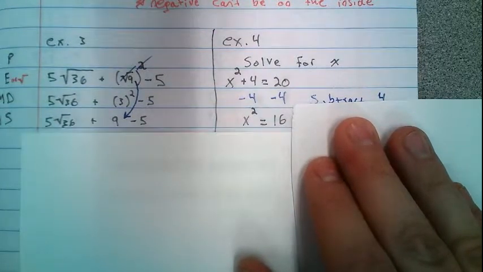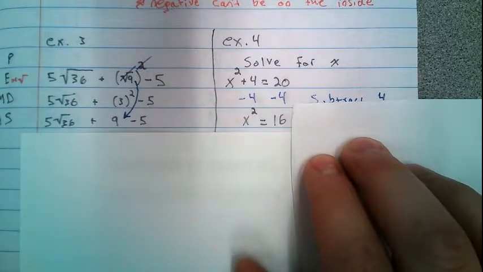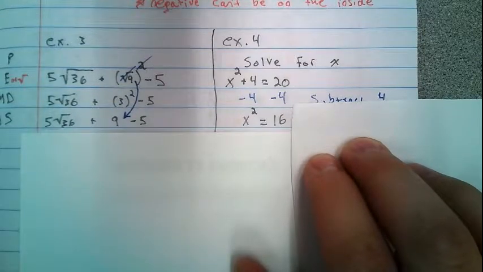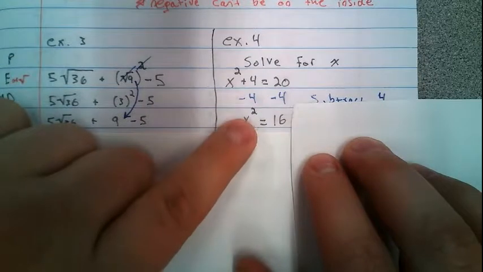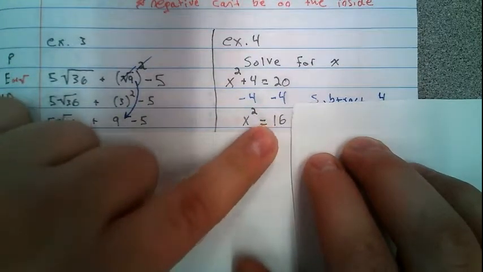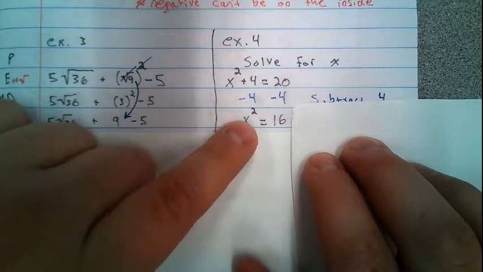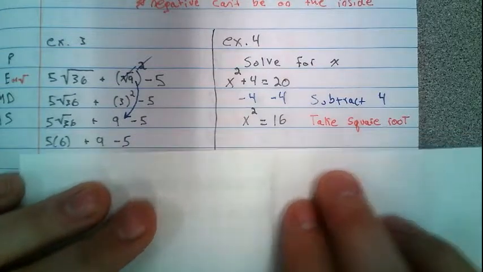Now, I still need to solve for x. I need to get x by itself. Right now it's being squared. So what is the opposite of squaring something? It's taking the square root. So this is saying some number times itself is 16. Well, the definition of finding a number that times itself is the square root. So we're going to take the square root of both sides.